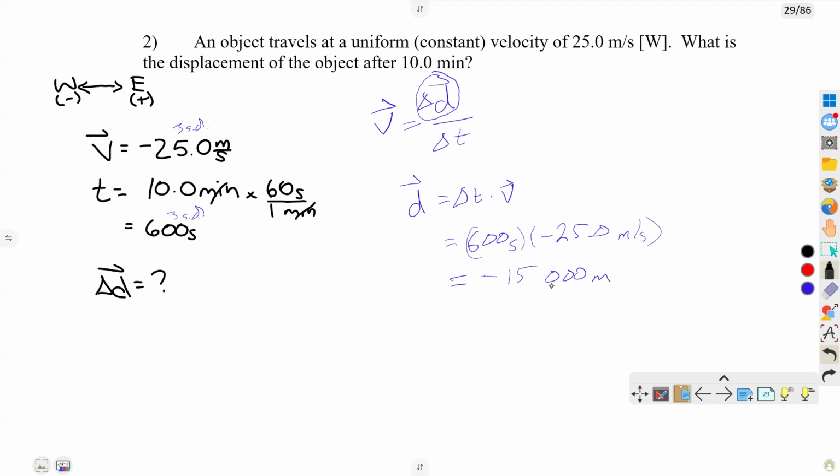Our answer is going to be negative 15,000 meters. But we need sig digs. We got 3 in our velocity. We got 3 in our time. So that means we're going to need 3 here. Now, I can convert this into negative 1.50 times 10 to the 4 meters. But you know what? 15,000 meters is also going to be 15 kilometers. So we can just calculate it like that. Negative 15.0 kilometers or 15.0 kilometers west.